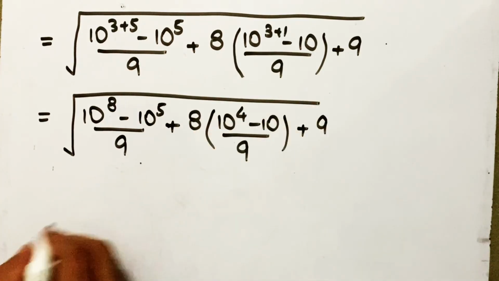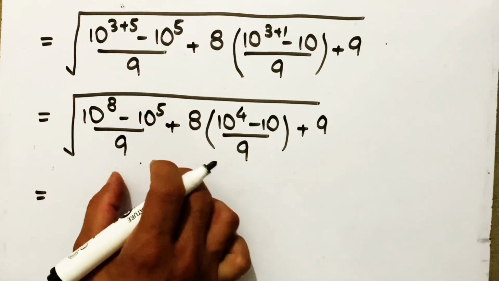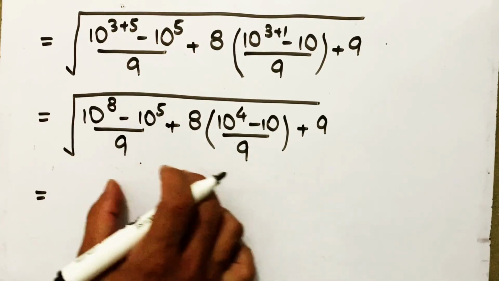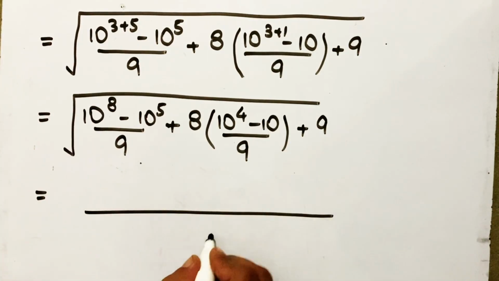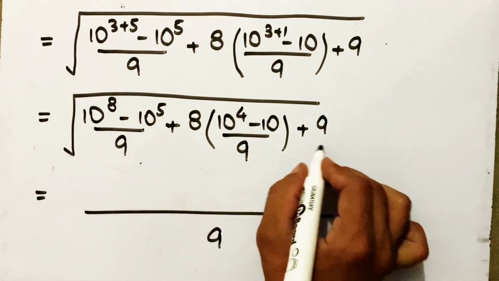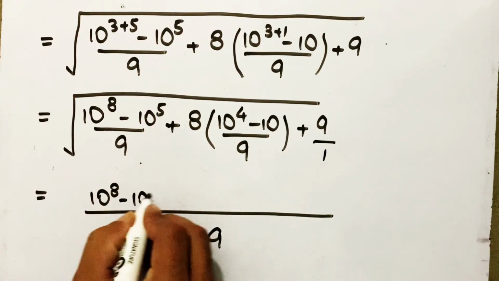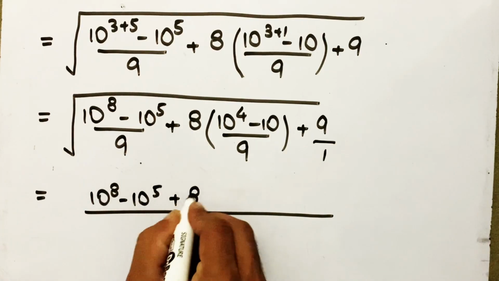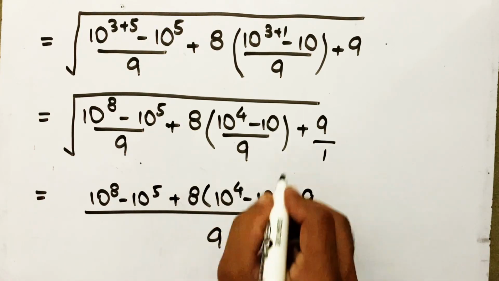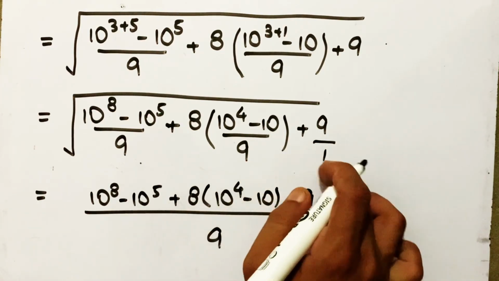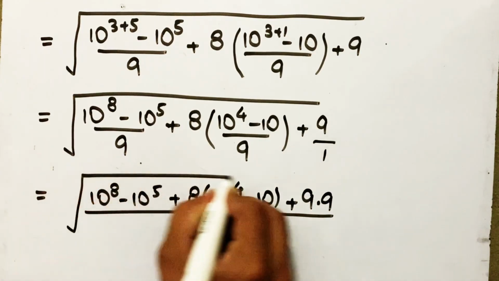So whole square root here, that is equal to, if I take their LCM, which is 9, I've got here 9. So taking 9 here as LCM, this gets 1 here, so 9 into 10 to the power of 8 minus 10 to the power of 5 plus 8 and 10 to the power of 5 minus 10 plus 9 is 9 ones and 9 nines, and 1 nines are 9 and 9 into 9 here. So square root here.